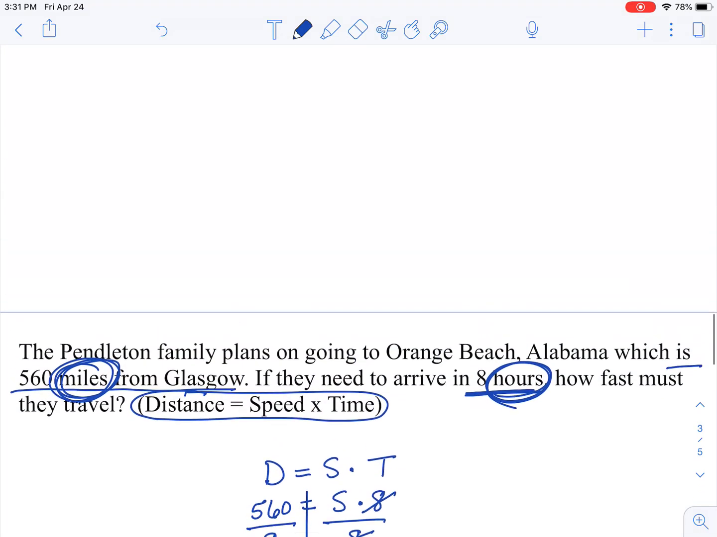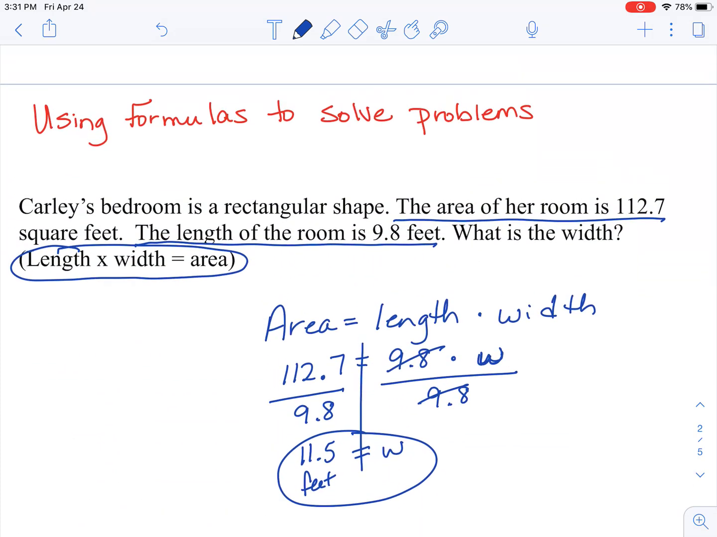All right, so there's our algebra section of our problems this week. And we're going to move on to the next group.